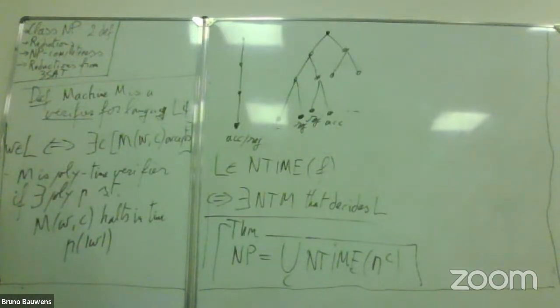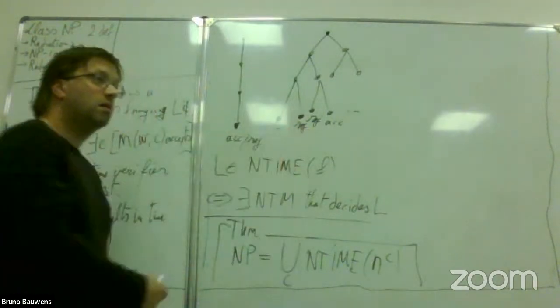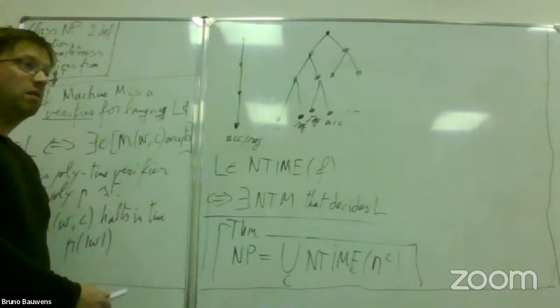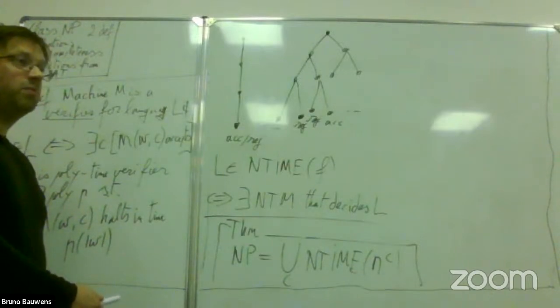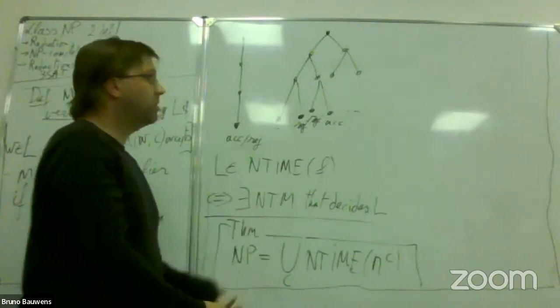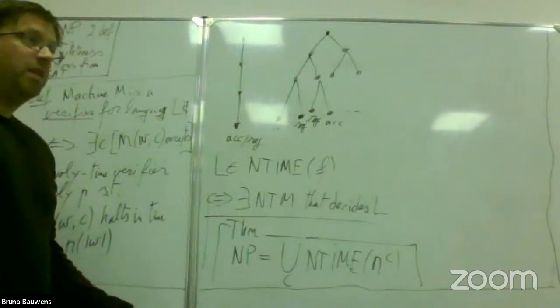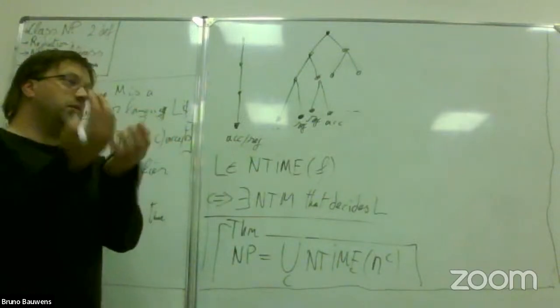Actually, why do they know the time, the maximum length of a branch? Why not the minimal length to an accepting node? Well, if it rejects, it's already a problem. But also it doesn't matter because you can always clock the machine.